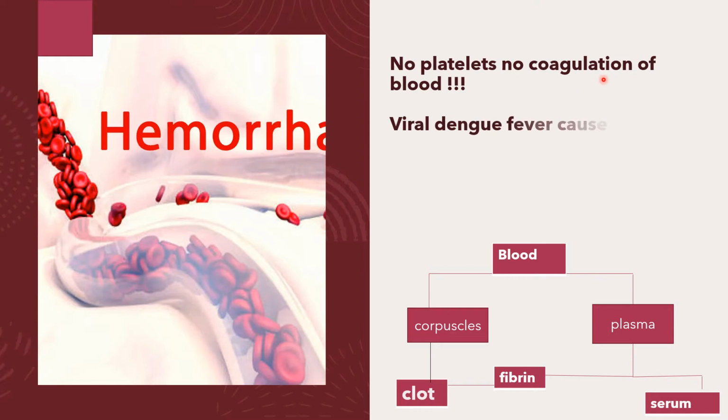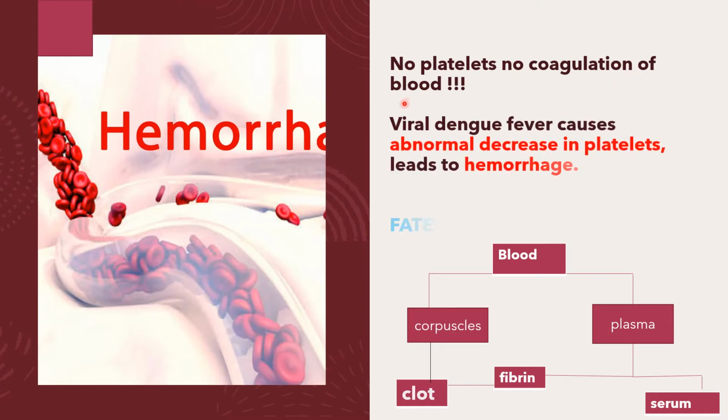No platelets, no coagulation of blood. Viral dengue fever causes an abnormal decrease in platelets, which leads to hemorrhage. You know that platelet count will be very low in dengue fever, and then it leads to hemorrhage.